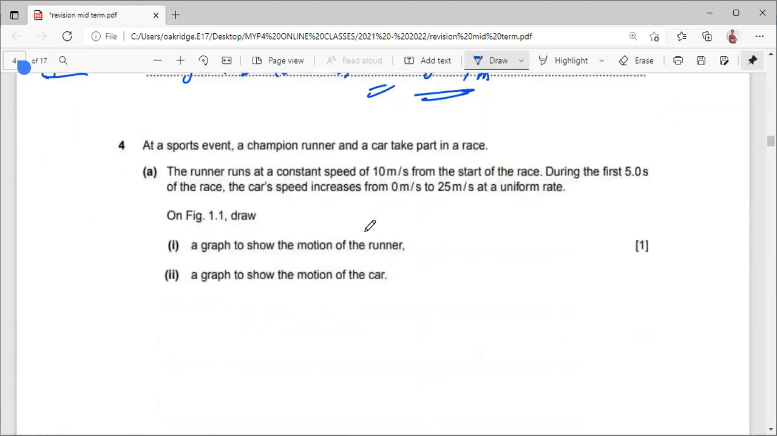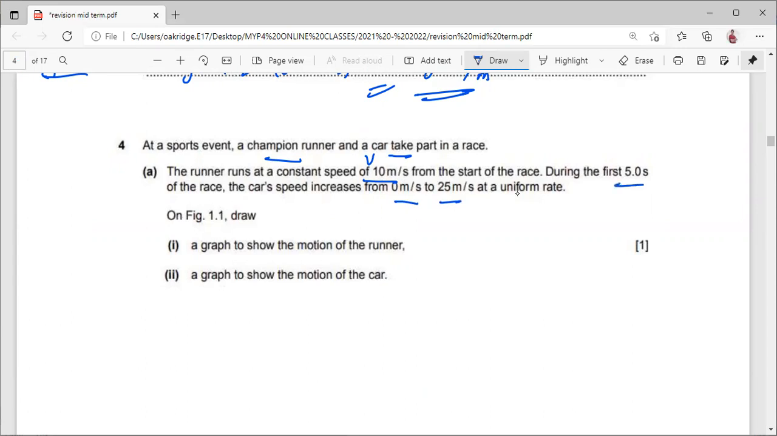Then at a sports event, a champion runner and a car take part in a race. There are 2 objects. The runner runs at a constant speed of 10 meters per second from the start of the race. This is a constant speed. During the first 5 seconds of the race, the car speed increases from 0 meter per second to 25 meter per second at a uniform rate.